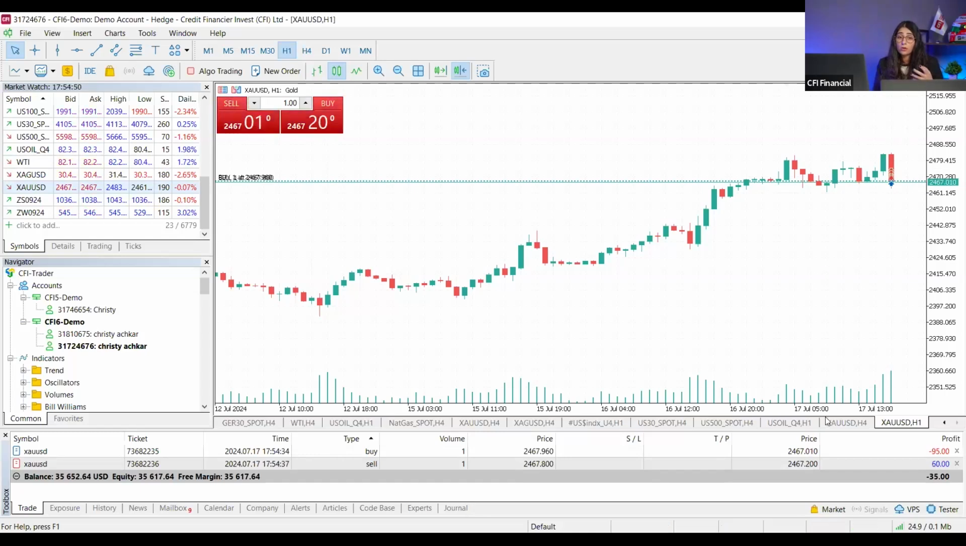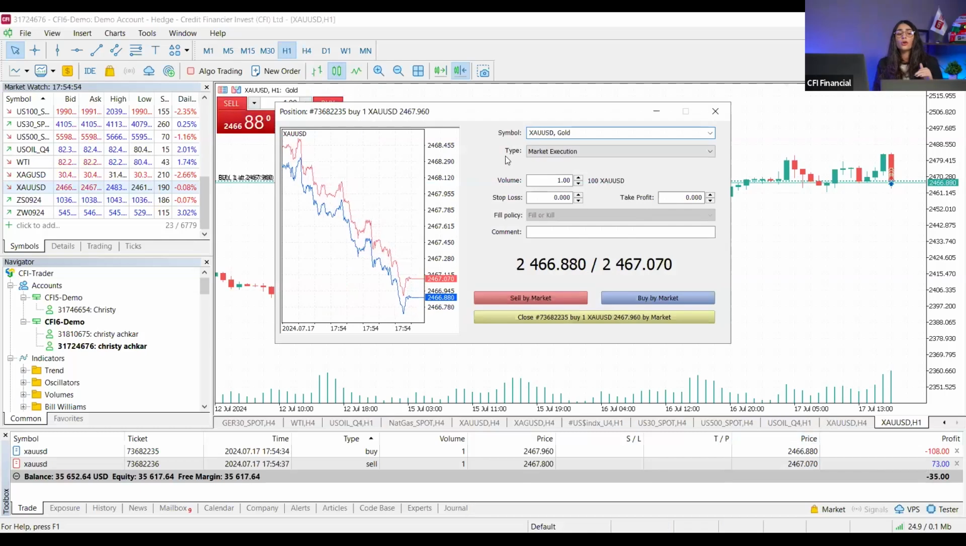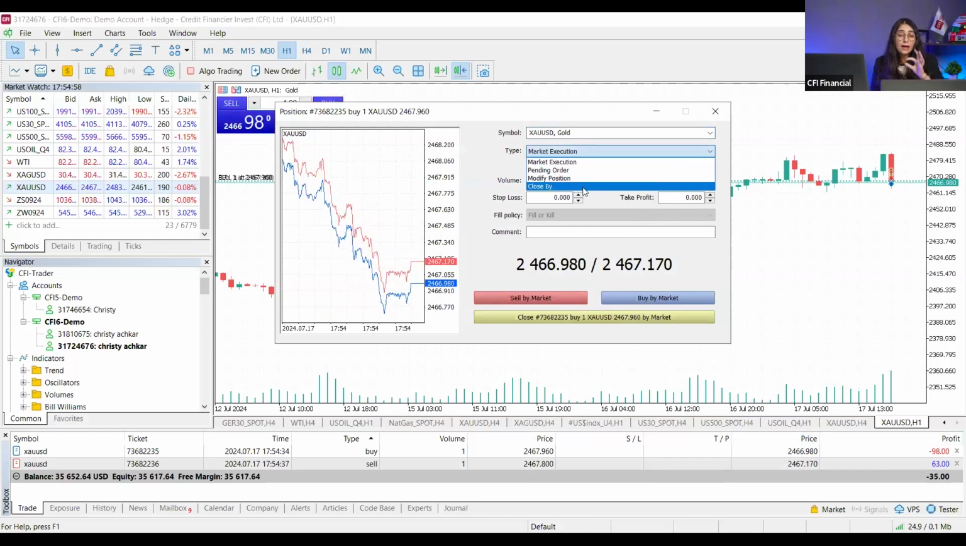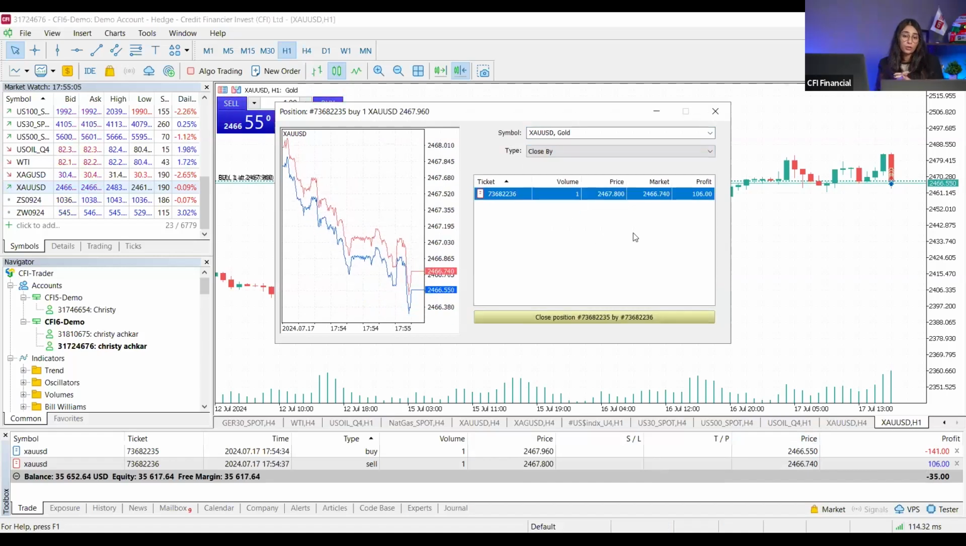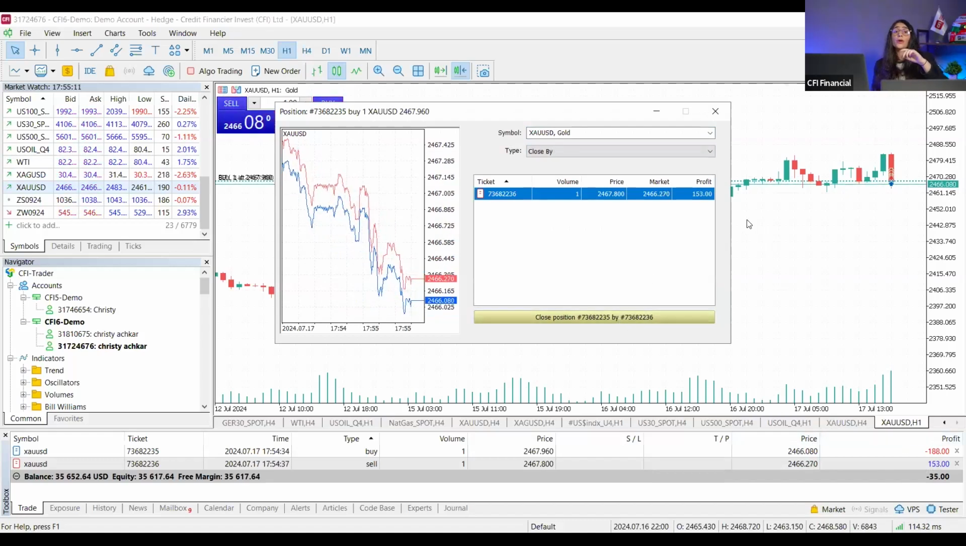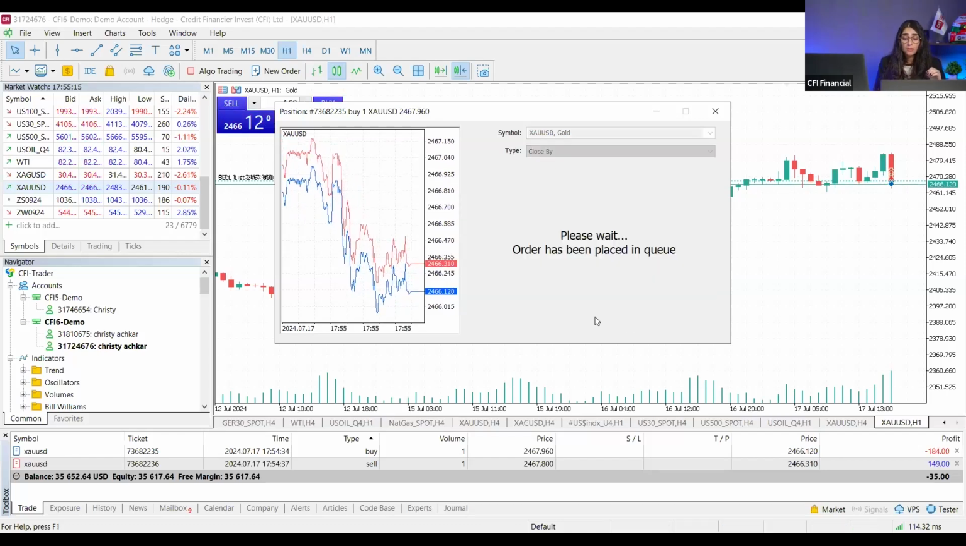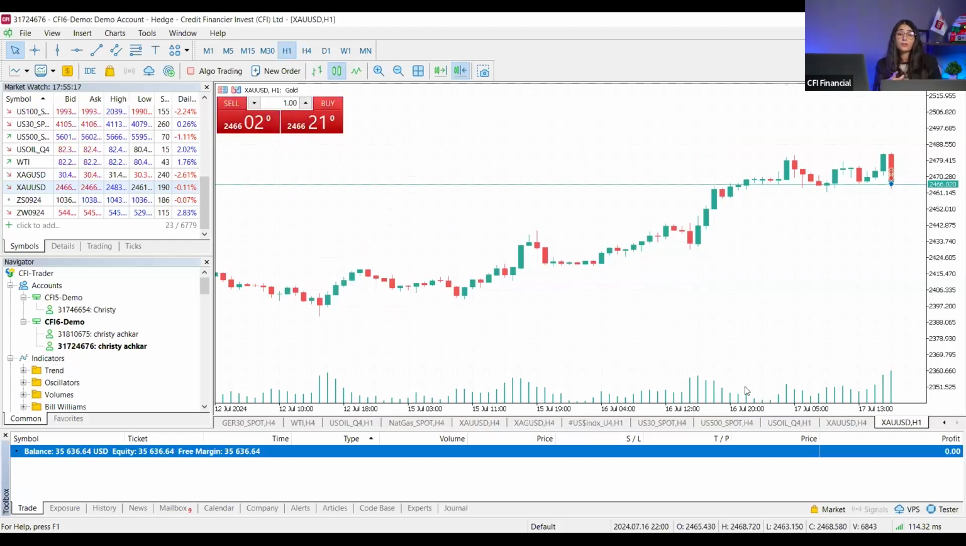So how you're able to apply the close by: I double click on it, you go to type, and once you go to type, click below. The last one is called close by. You click on close by, and you click on which one you want to close by. Once I hit close position, watch how both of them are closed at the same time.